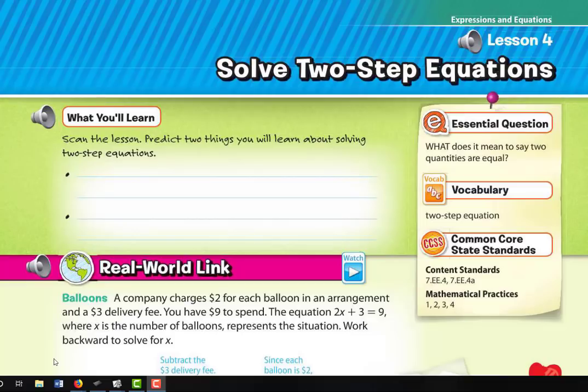All right. Hello, ladies and gentlemen, and today we're working on solving two-step equations. I know you've been waiting for this all year. Well, here it is. So we've been talking about solving one-step equations.